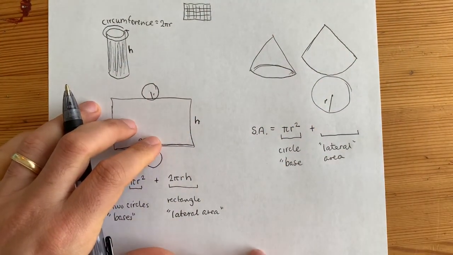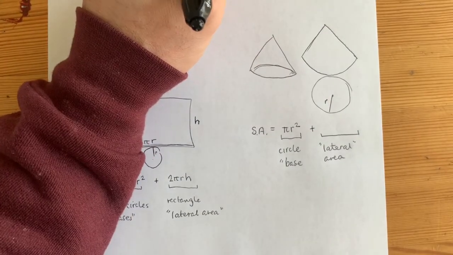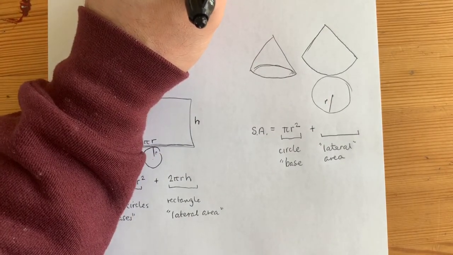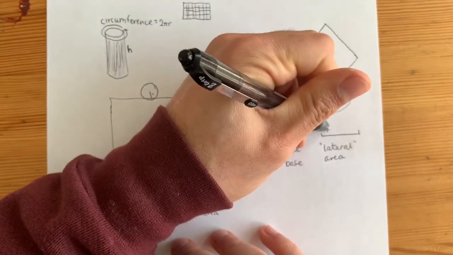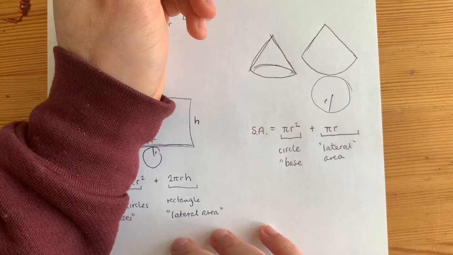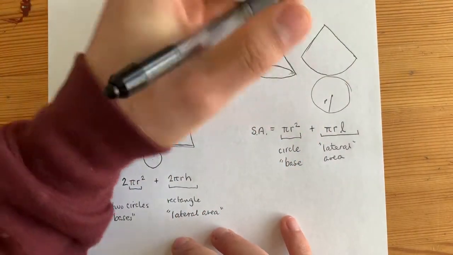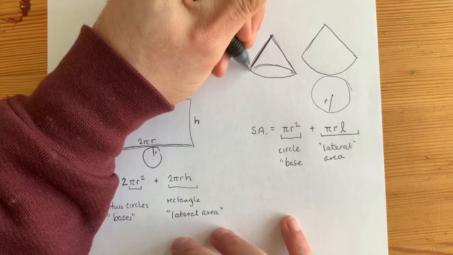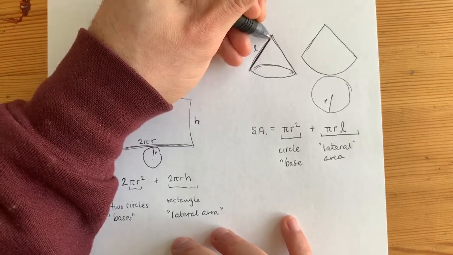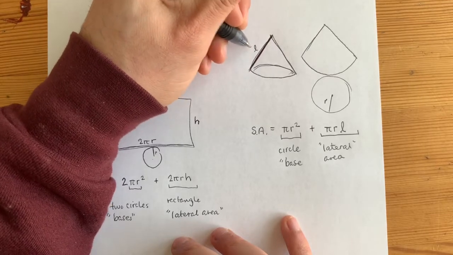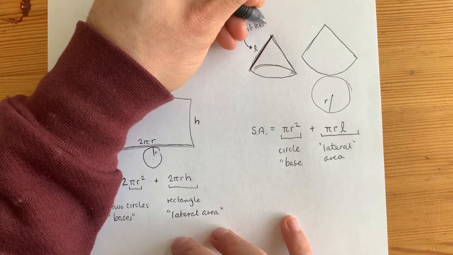It's kind of a funky shape. It's not a perfect triangle, so it's not one half base times height. It has a special formula. It is pi r, for radius, and then L is a new vocab word here. L is the length of this slanted height. So L is called the slant height.